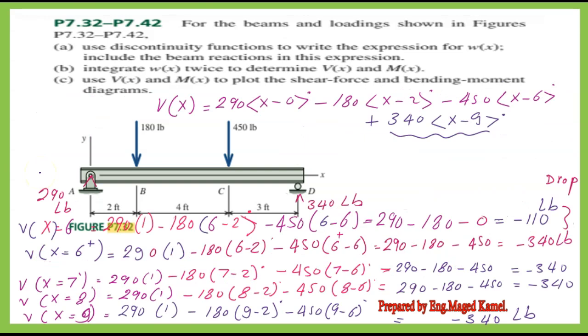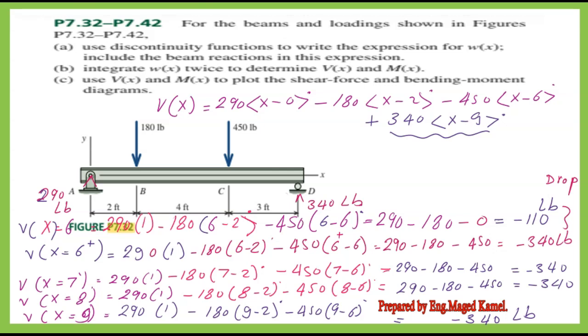In the next slide, we continue to find the values for V of x for 6 feet, 7 feet, 8 feet, and 9 feet. We consider x equals 6, so V of x equals 6 equals 290 multiplied by 6 minus 0 raised to the power of 0 minus 180 multiplied by 6 minus 2 raised to the power of 0 minus 450 multiplied by 6 minus 6 raised to the power of 0 equals 290 minus 180. The last term would be considered 0, so we have again 110 pounds.